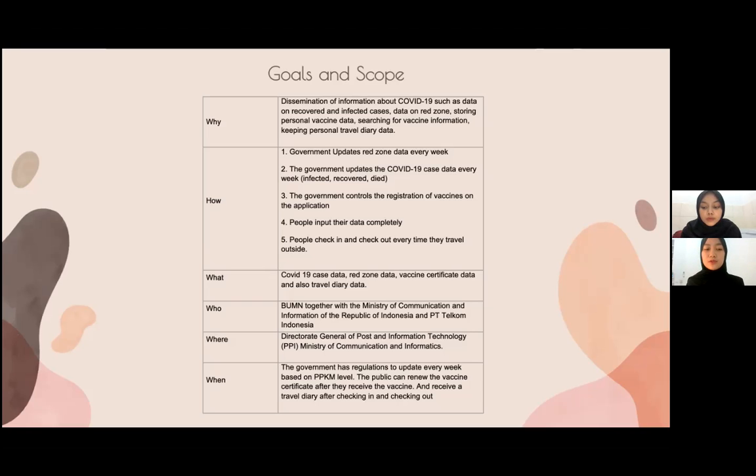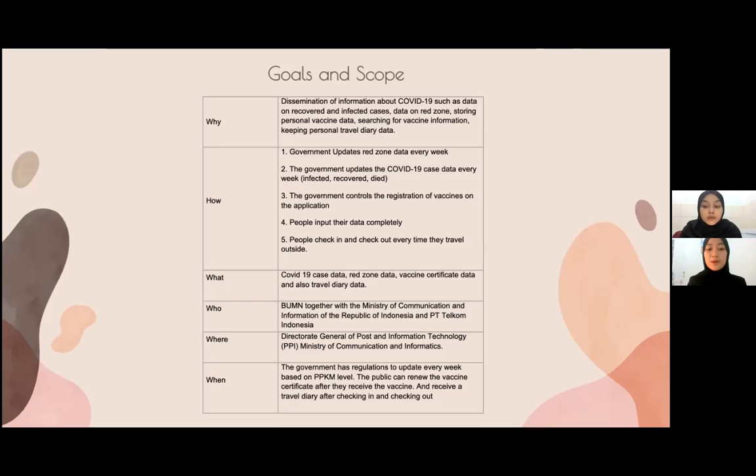And how could we implement the goals and scope? The first one, the government updates the red zone data every week. The government updates the COVID-19 case data every week: infected, recovered, and died. The government controls the registration of vaccines on the application. People input their data completely, and people check in and check out every time they travel outside. What? COVID-19 case data, red zone data, vaccine certificate data, and also travel diary data.